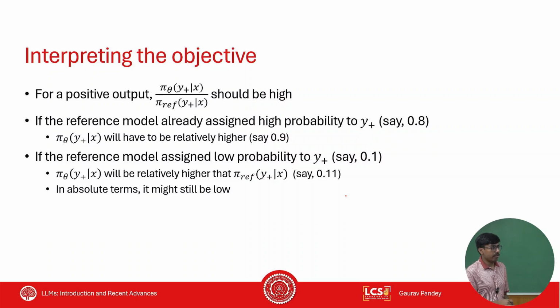That's one practical reason of why it helps. If you don't divide by πref, you will either end up with very long outputs or very short outputs, depending on how you compute this probability.